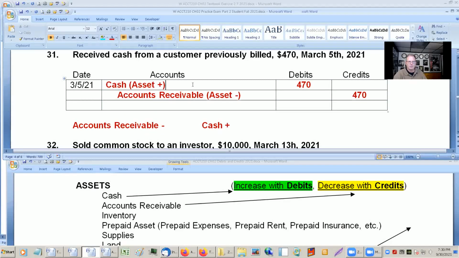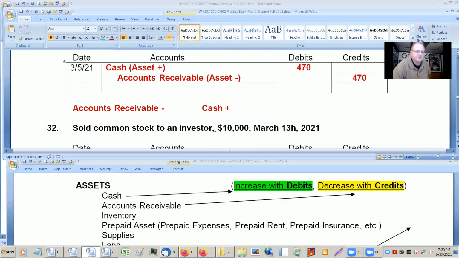And if people make an error on this one, what they're always tempted to do is say, oh, the customer is billed, so this will be a revenue. When they say previously billed, it means that they've already put the revenue on the books. It'd be revenue and accounts receivable. So you're not going to count that revenue twice. You're just picking up the IOU of 470.